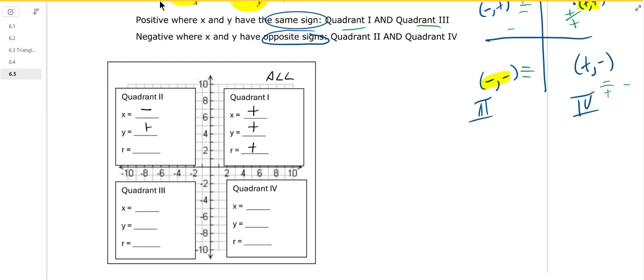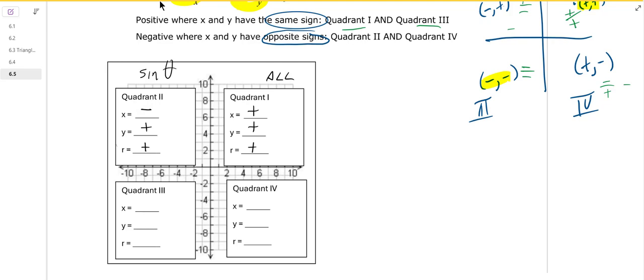If you get to quadrant 2, x is negative, y is positive, r is always positive. So you have to think about what's positive. Well, y is positive here, so anything that had to do with y and r would be positive. The only trig function that has to do with that is the sine of theta. So the sine is going to be positive there. Every other trig function has to do with x and y, so all the other trig functions are going to be negative.